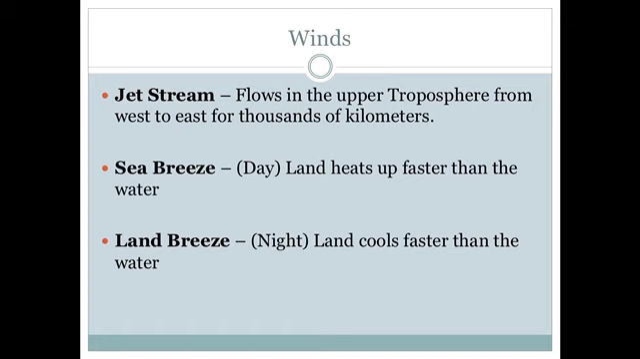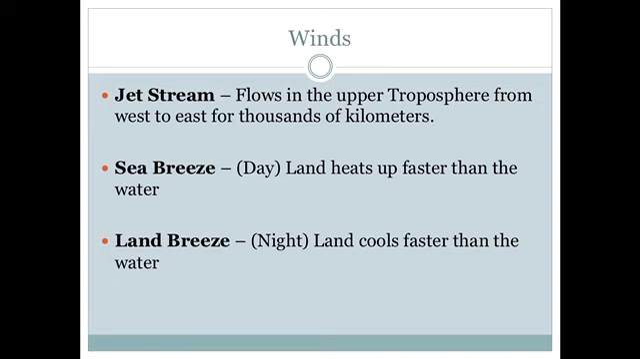Winds. You've got the jet stream that flows in the upper troposphere from west to east for thousands of kilometers. Troposphere, I believe we've seen that word several times before. Not only was that a vocab word a couple of weeks ago, but also we've had many activities dealing with this, such as your layers of the atmosphere drawing. So the troposphere, remember that is the layer closest to the Earth's surface that comes directly in contact with the Earth's surface where weather takes place.